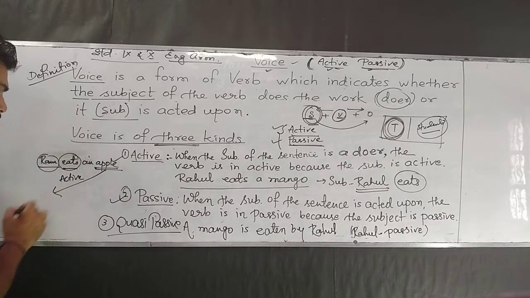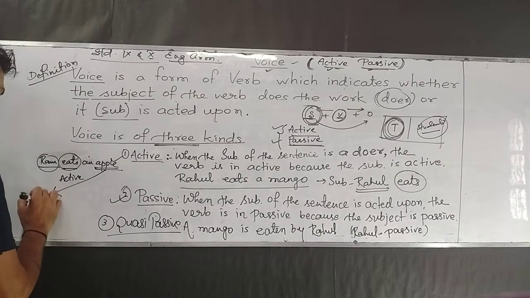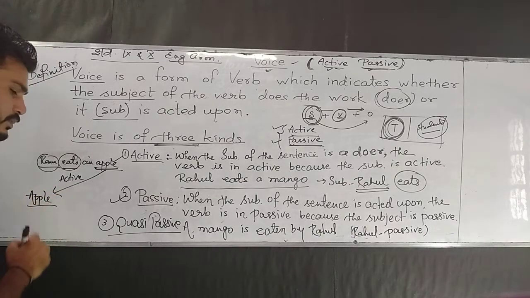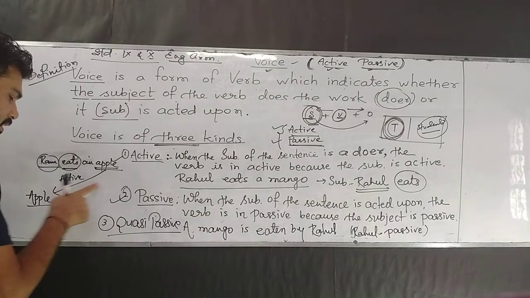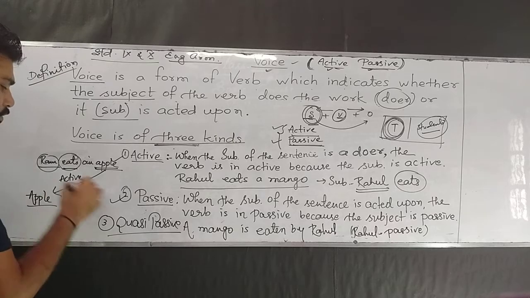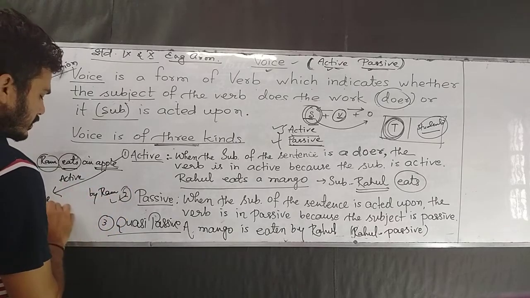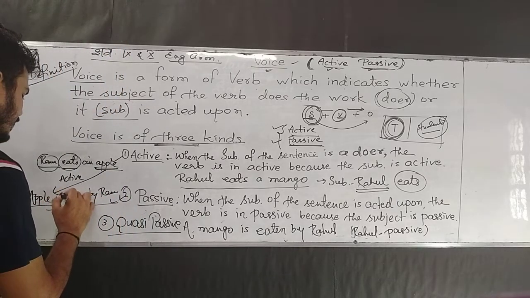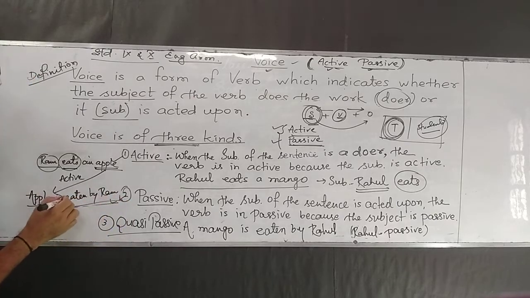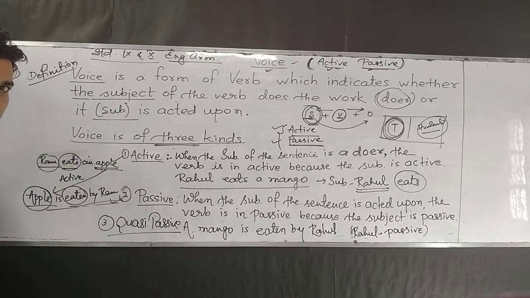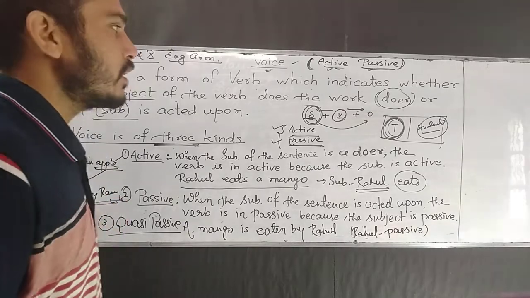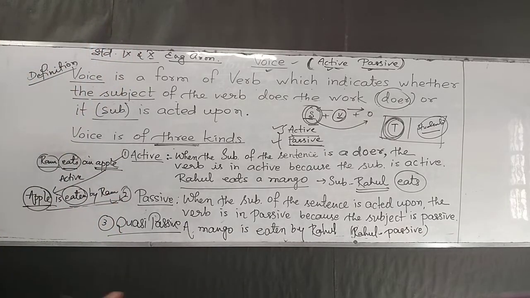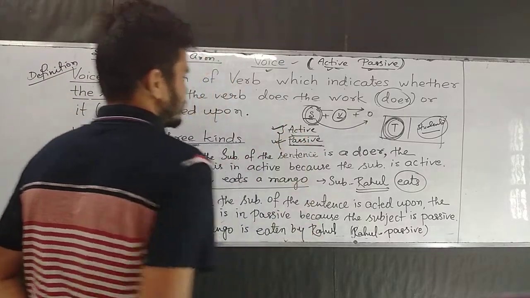But when the apple comes here and takes the place of subject, then the apple, being a non-living thing, can't do any work. That's why the object comes and takes the place of the subject, and Ram goes at last. That is why it is called the subject is acted upon. So here, apple is eaten by Ram. You cannot say that eaten is by apple, because apple cannot eat anything. Apple ko khaya jata hai, apple nahi khata hai kuch, because apple is a non-living thing and it cannot do any work like humans or living things do, right? So it is very easy to understand what is active and what is passive.